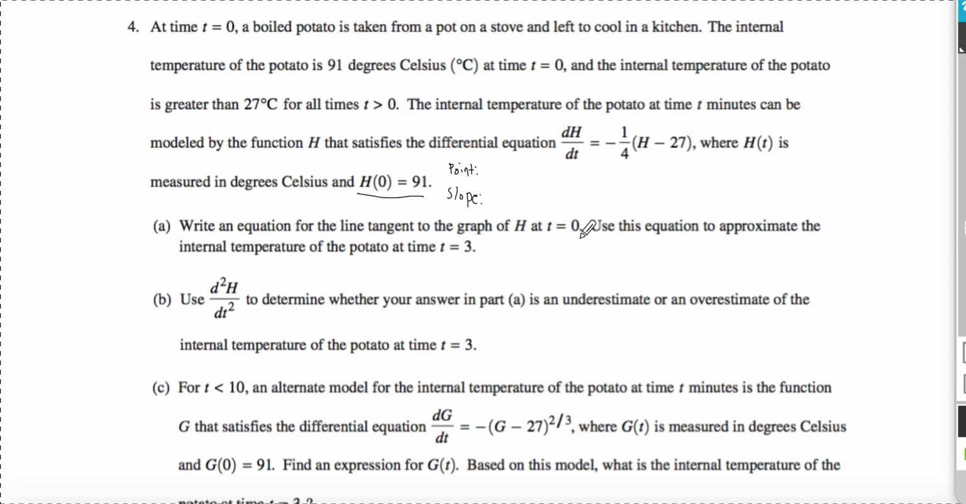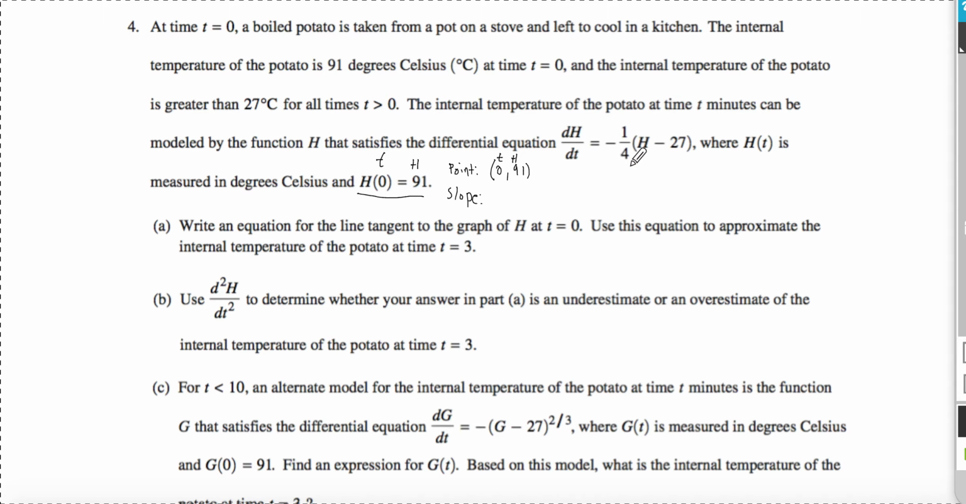So t equals 0. What do I know when t equals 0? Well, when t equals 0, h is 91. And that's actually one thing that makes this problem kind of confusing. So my point is (0, 91), where t is 0, and h, the internal temperature of my potato, is 91. Well, how do I find the slope then at that point? Slope, that's derivative. dh/dt is -1/4 (h - 27).